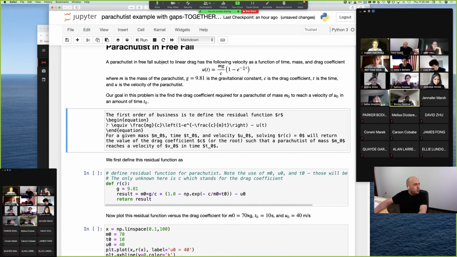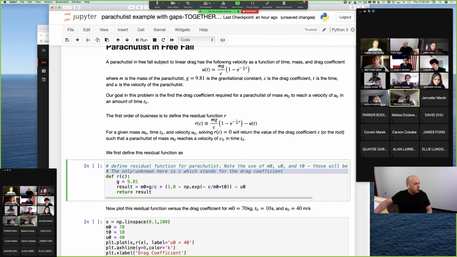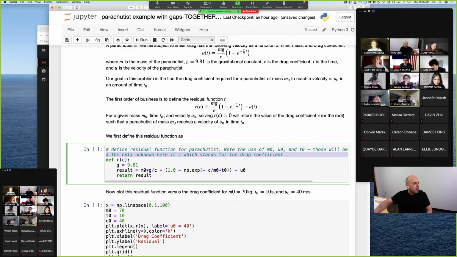Now, to be more rigorous, the residual function needs to be defined in terms of the unknown, the root you want to find. So in this case, we want to find C. So really, to be rigorous, this needs to be called R of C. Okay. So I go ahead here and define the residual function for you, and I define it as R of C, with g equal 9.81. And it returns mg over c times 1 minus e to the minus c over m t, minus u of t, okay?